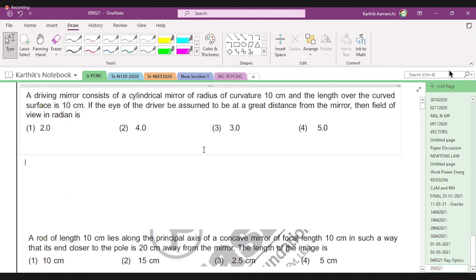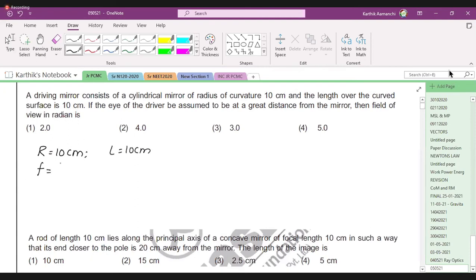A driving mirror consists of a cylindrical mirror of radius of curvature 10 centimeters and length over the curved surface is 10 centimeters. So what is your focal length? 5 centimeters. If the eye of the driver be assumed to be at a great distance from the mirror, the field of view in radians is... Useless question.